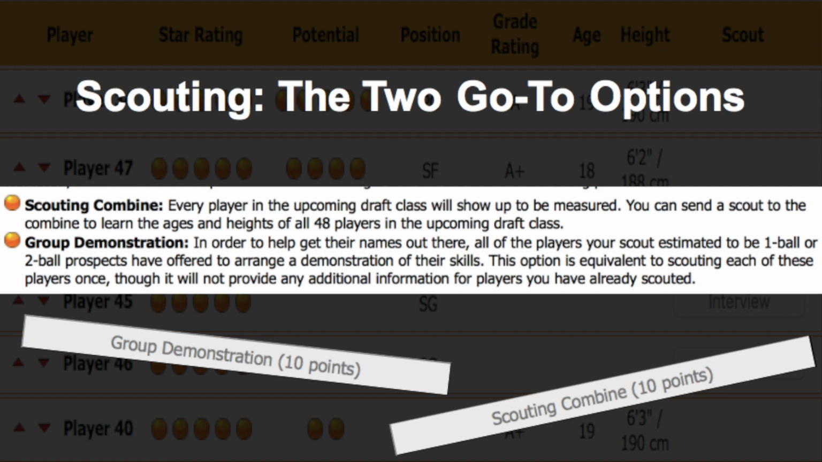The scouting combine provides the ages and heights of every prospect, but does not provide any indication of their skills, whereas the group demonstration provides the star rating for all of the 1 and 2 gray ball prospects, as well as their listed position, but does not provide any of their ages or heights. So when put together, they can be pretty useful. I think both can be helpful, but historically I use the group demo a lot more than the scouting combine.